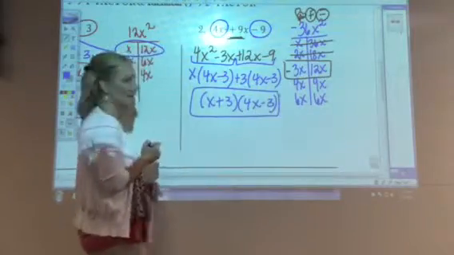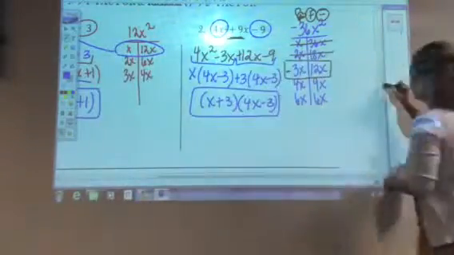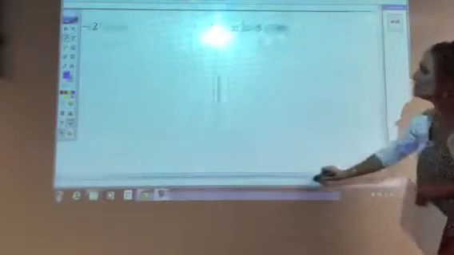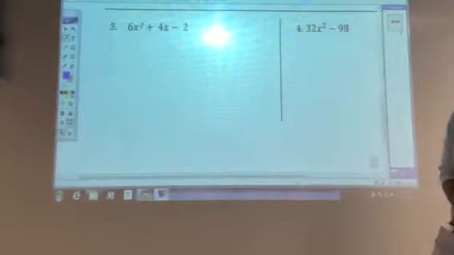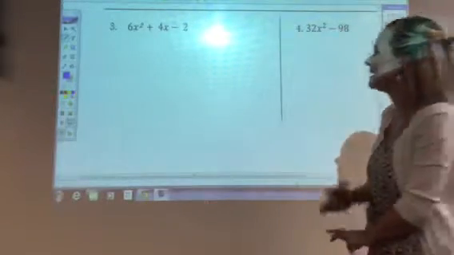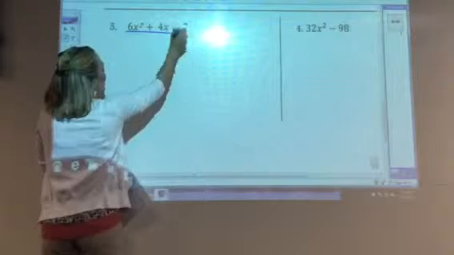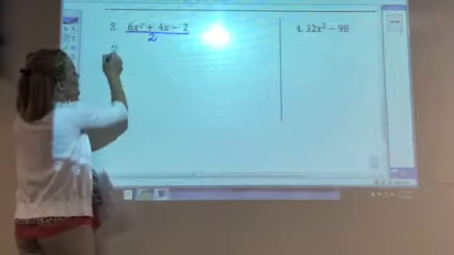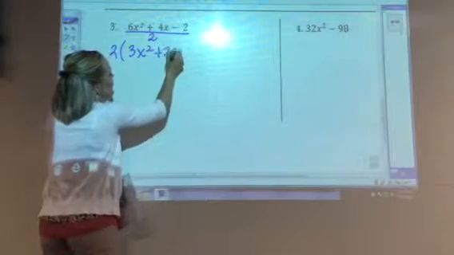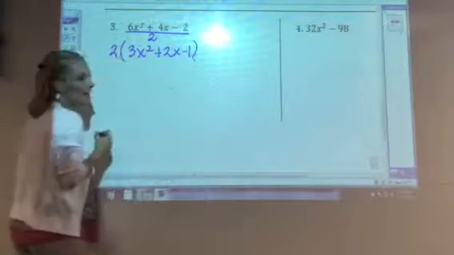Okay? Let me do another one that has a GCF in it. Okay, over here, number 3, we got 6x squared plus 4x minus 2. This time I do have a GCF. I can divide the whole thing by 2. And when I do that, my problem now reads 3x squared plus 2x minus 1, okay?